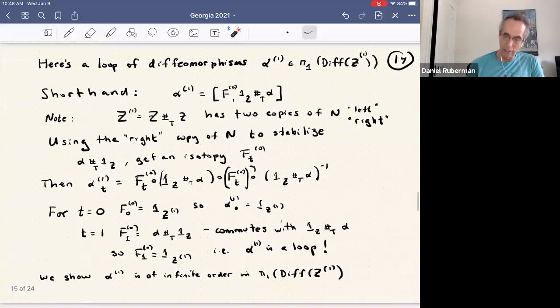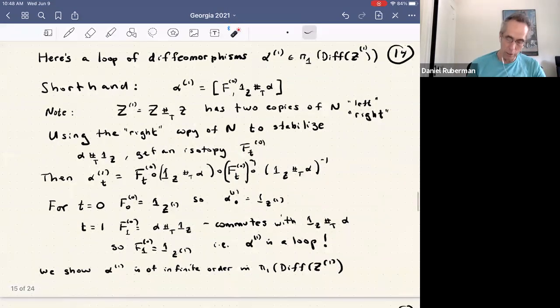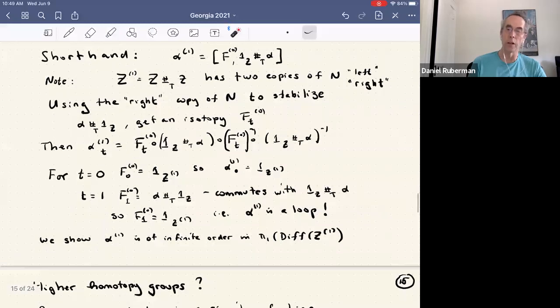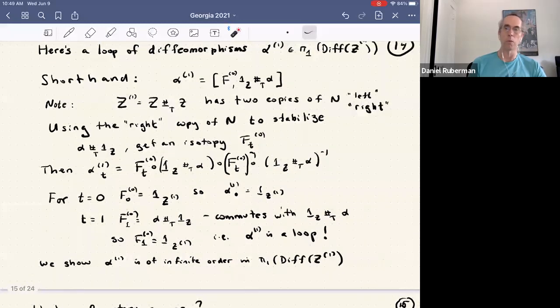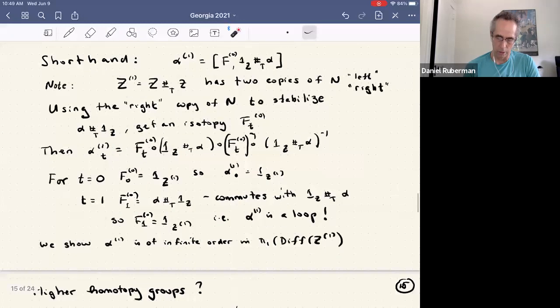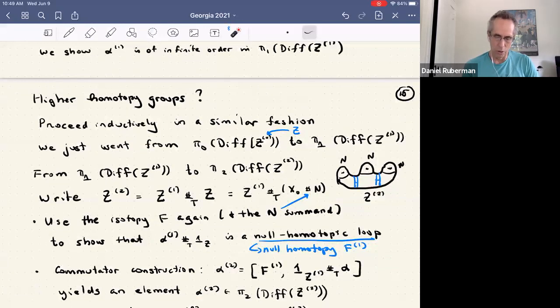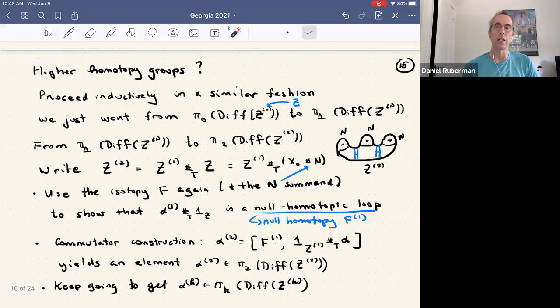So that's the construction, and we're going to show that it's of infinite order. The theorem is that that's of infinite order in pi1 of this diffeomorphism group. Finding the large subgroups is just an elaboration of the technique, and I won't go into that so much, because I don't want to overdo things. The higher homotopy groups are done in a similar way. What I just showed you was how to go from pi0 of diff, in other words that interesting diffeomorphism alpha, to pi1 using this commutator construction. And once we got from pi0 to pi1, the rest was rather similar.